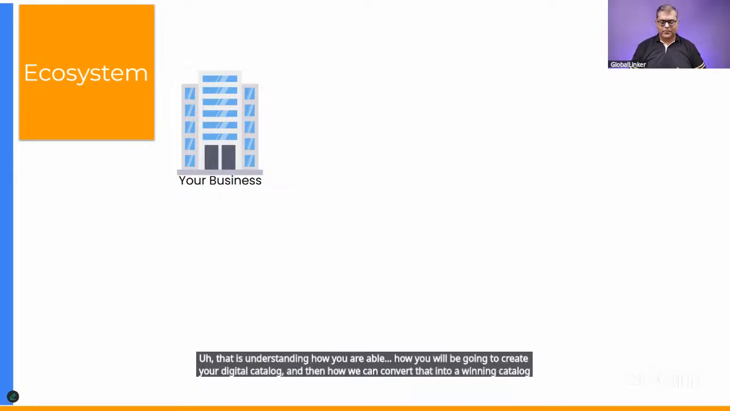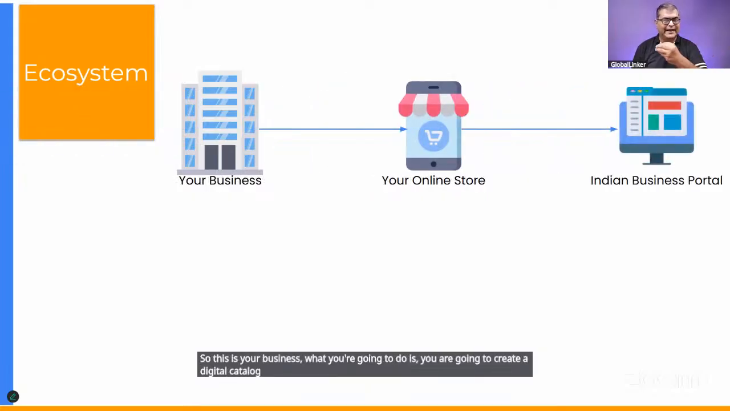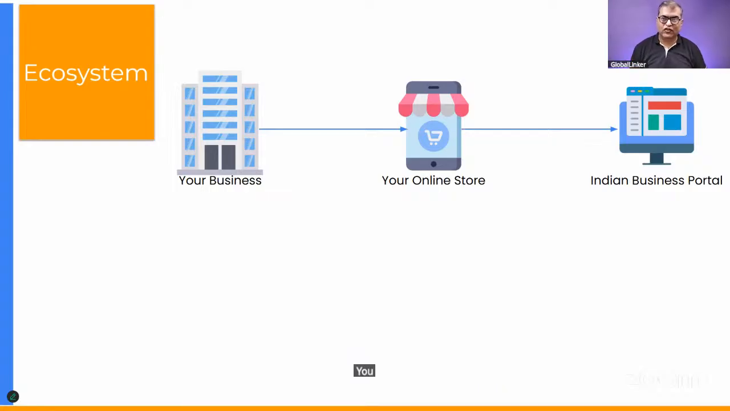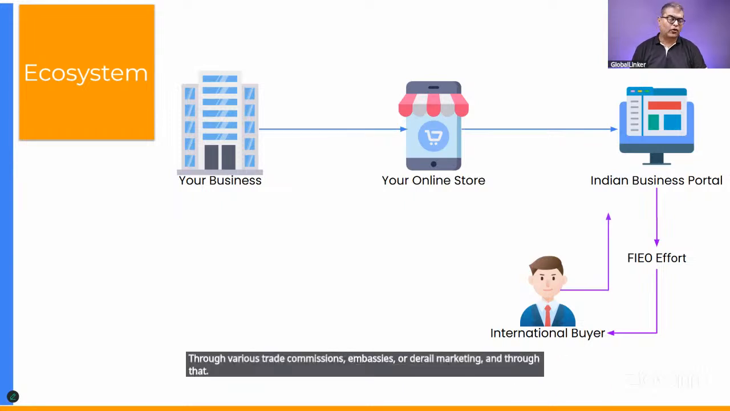So this is your business. What you are going to do is create a digital catalog which will get linked with Indian Business Portal, and that's how you will be listed on Indian Business Portal. Now, FIO will put in effort through various trade commissions, embassies, or digital marketing, and through that, international buyers will be brought on to Indian Business Portal.